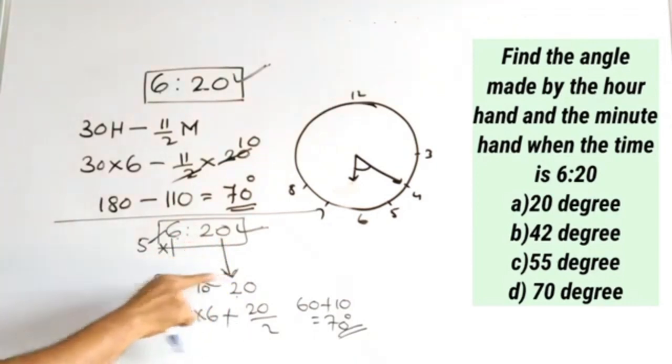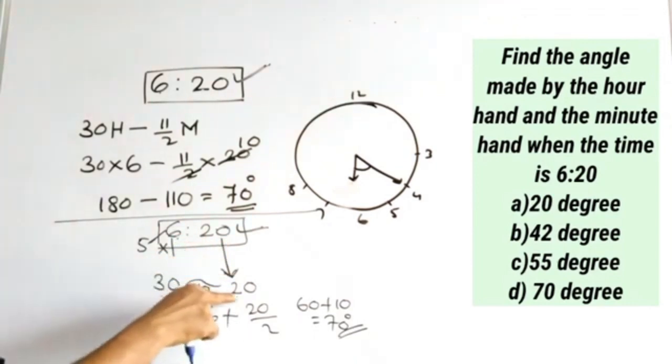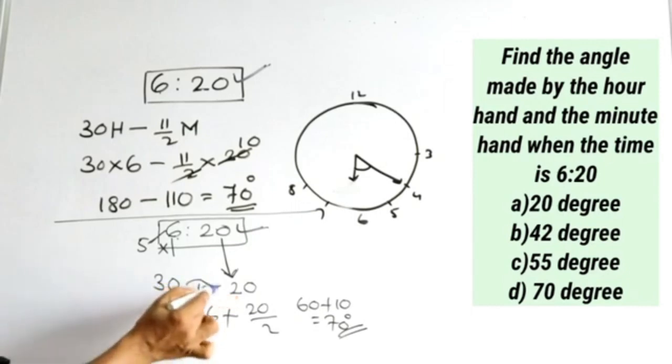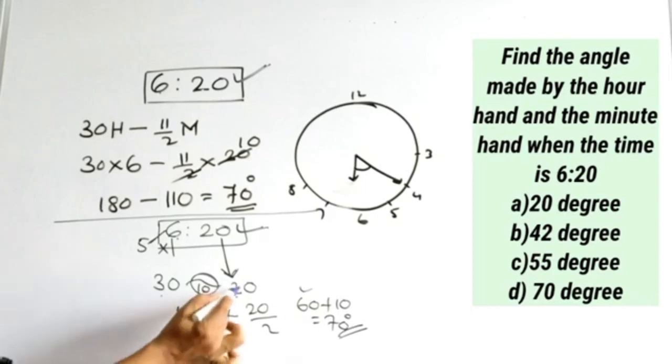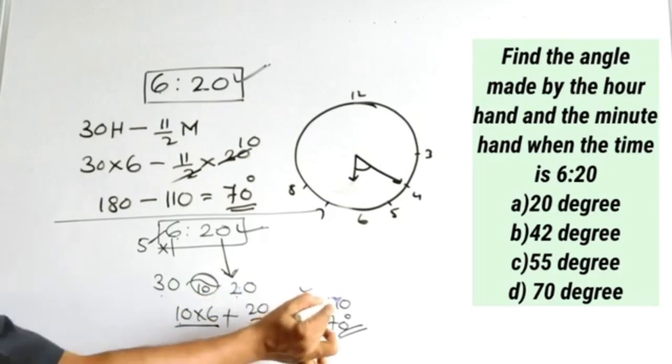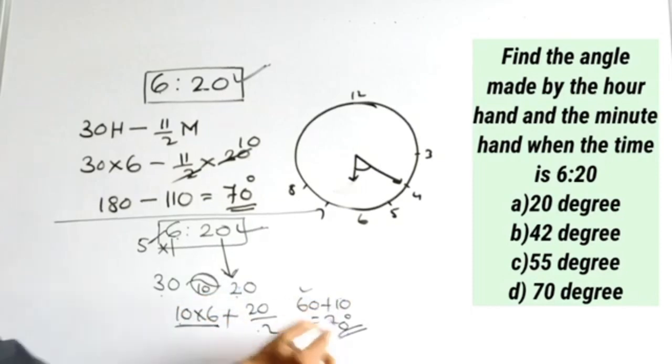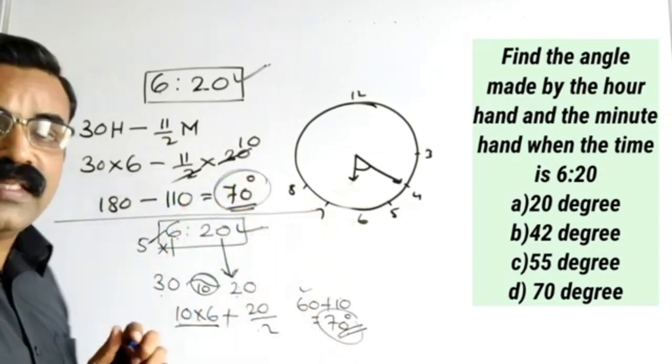But here there is a difference. Here it is 30, here it is 20. So the difference is 10. That 10 is multiplied by 6, so we got 60. And 20 divided by 2, we got 10. Adding these two, you got 70. Here also you got 70. So 70 degrees is the correct answer.